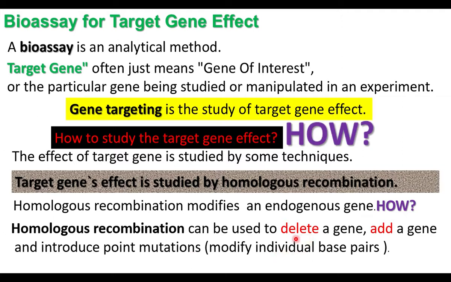Homologous recombination deletes a gene. When a gene is deleted, its product will not be formed or a particular character will not appear. From that we can understand the effect of that target gene. Homologous recombination adds a gene. When a gene is added, a new character appears in the organism or a new product will be formed, so that we can understand the effect of the newly added gene.